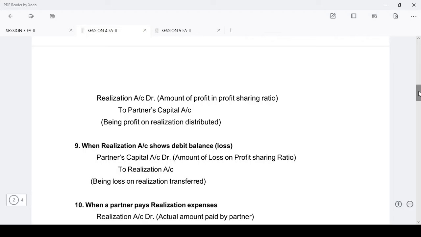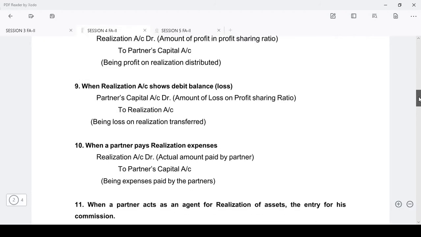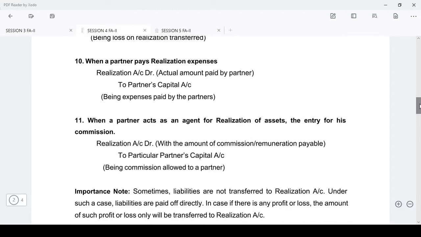The next one is entry number 10. When a partner pays realization expenses, then realization account debit to partners capital account would be the entry when the realization expenses are borne by a partner.